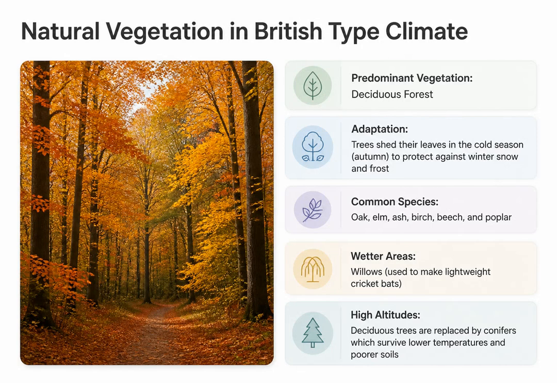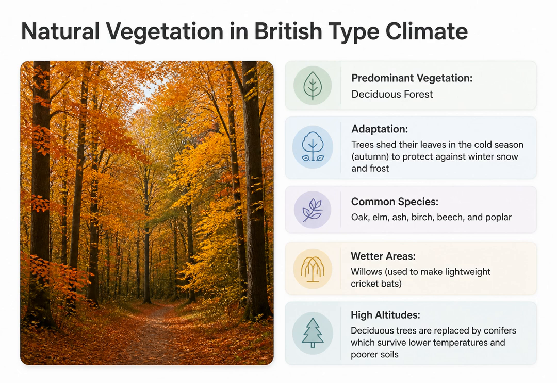The natural vegetation of the British-type climate is the deciduous forest. These trees have developed a brilliant adaptation. They shed their leaves in the autumn. This prevents snow from accumulating on broad leaves and breaking the branches, and protects the tree from severe winter frost. Common species include oak, elm, ash, birch, beech, and poplar. In the wetter areas, you will find willows, which you might know are used to craft high-quality cricket bats.